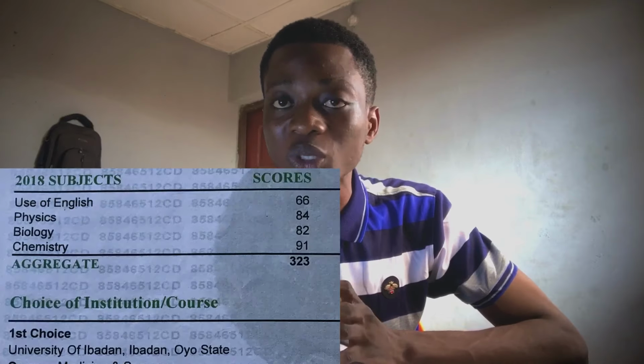Take it from someone who scored 91 in chemistry. If you can sit painstakingly and learn these topics one at a time, understand them and see the relationship between topics, you can be assured you are going to do very, very well in the chemistry exam. So put in the work and you're going to see the results.